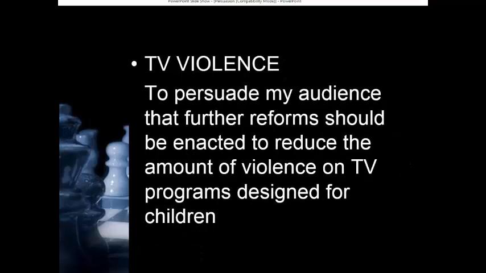Last, let's say I want to persuade my audience that further reforms should be enacted to reduce the amount of violence on TV programs designed for children. Whenever you see the words should be, you are almost always talking about a persuasive policy speech, that someone needs to do something. I recognize that the policy could be that an action needs to be taken by an audience member, but it could also be that another agency, such as the government, might need to be adopting this policy.